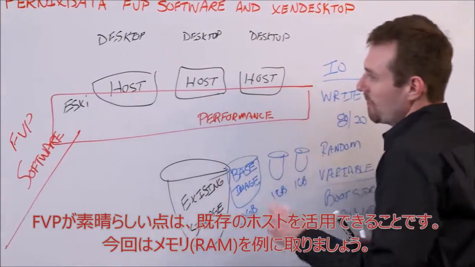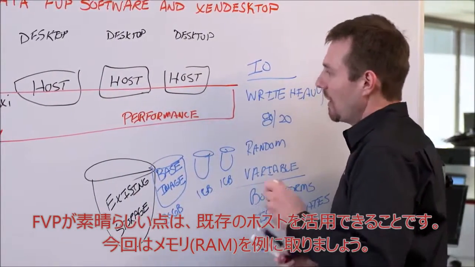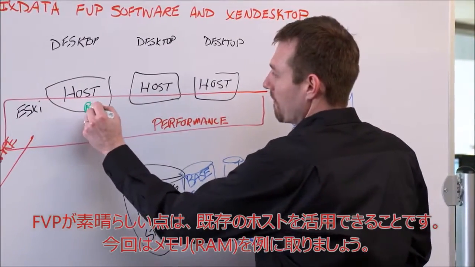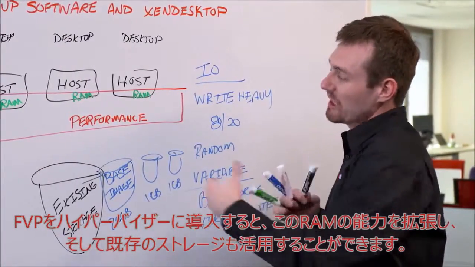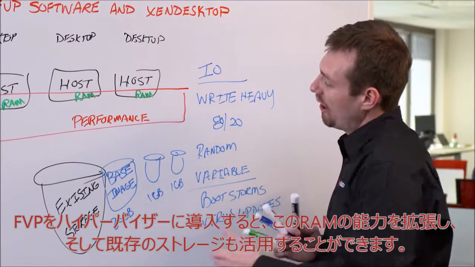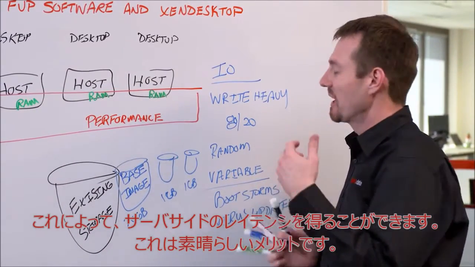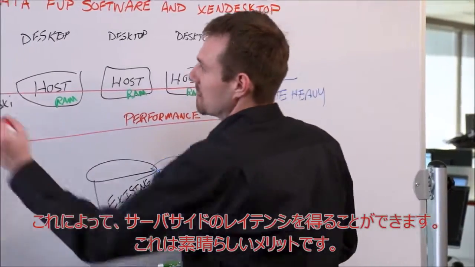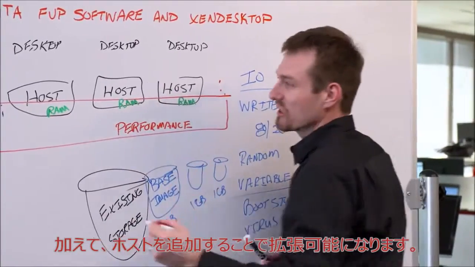Now, the beauty with FVP is that we're going to leverage the existing host. In this case, let's maybe talk about, for example, RAM, right? And by loading FVP into the hypervisor, it's going to actually extend the capabilities of this RAM to actually offload the existing storage, right? So this means that we now get server-side latency, right? So that's a wonderful benefit we get in this case. In addition, as we continue to add additional hosts, we can also scale out.